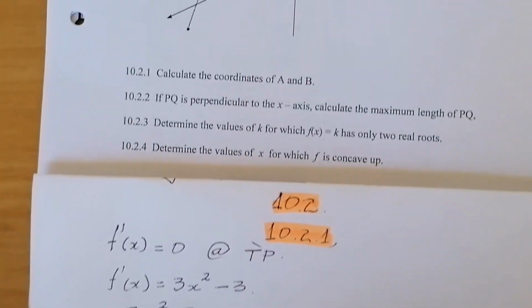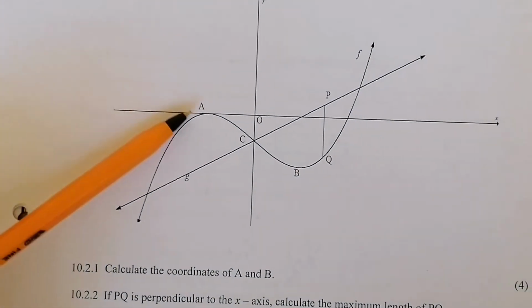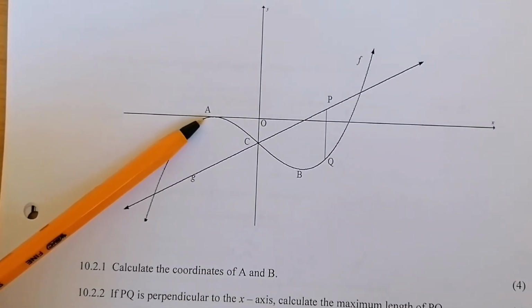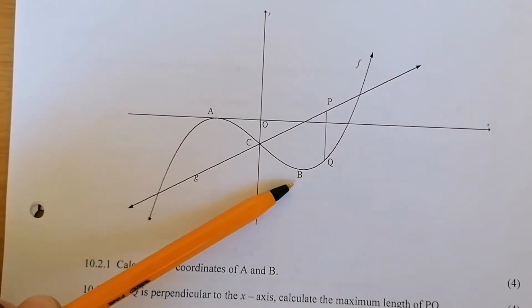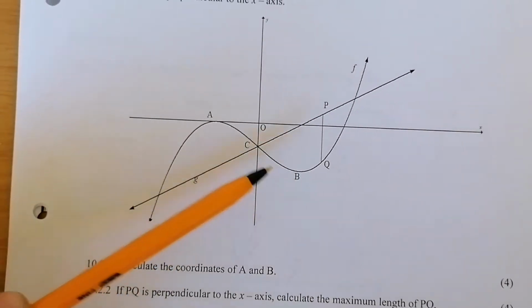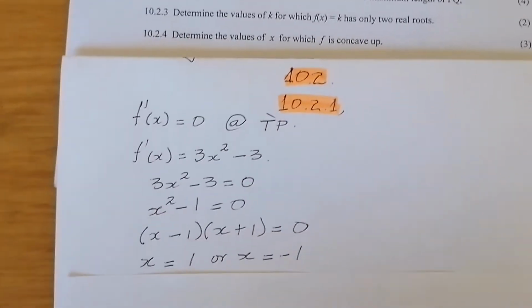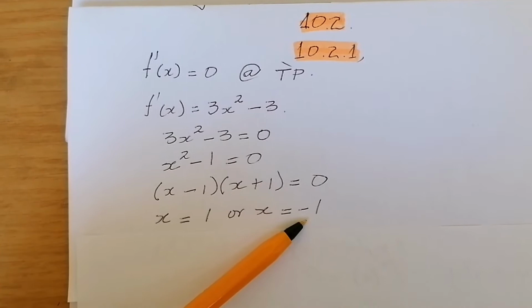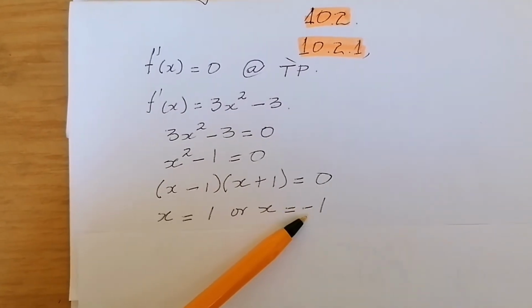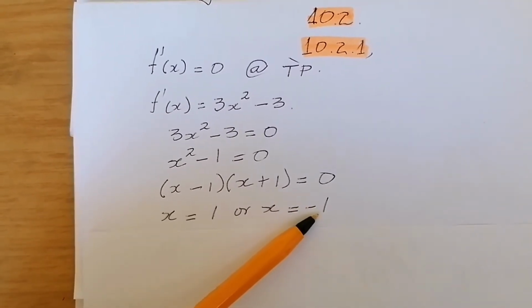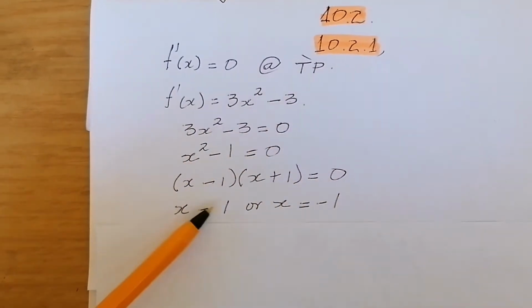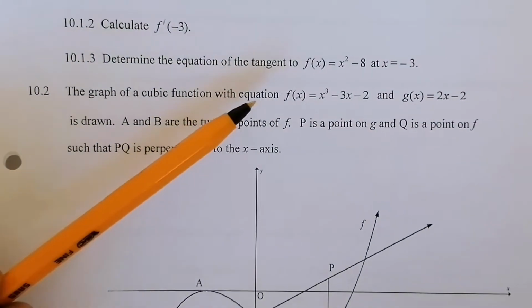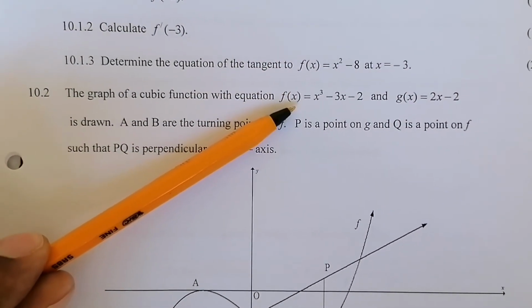Remember, we are looking for the coordinates of A and B. And we can see that at A, the value of x must be negative. At B, the value of x must be positive. Now, that means this is the value of x at B. This is the value of x at A. Now, to get the values of y, we need to substitute these values into the original given function.